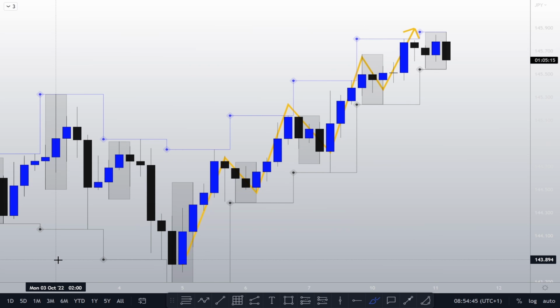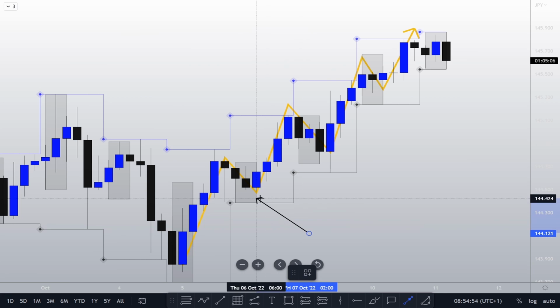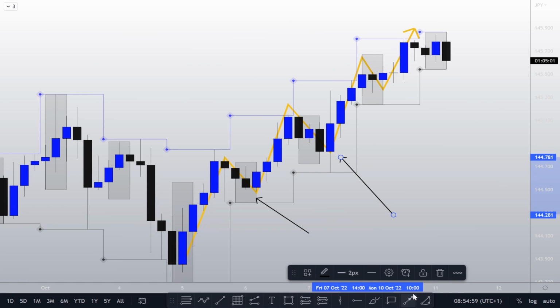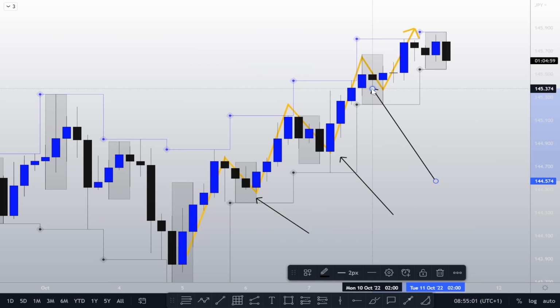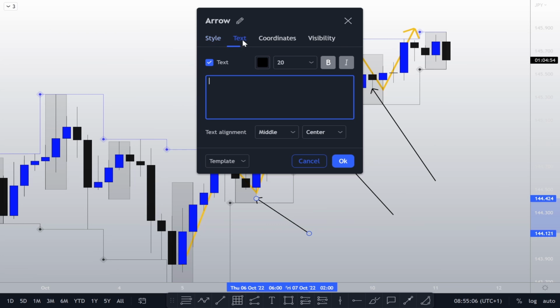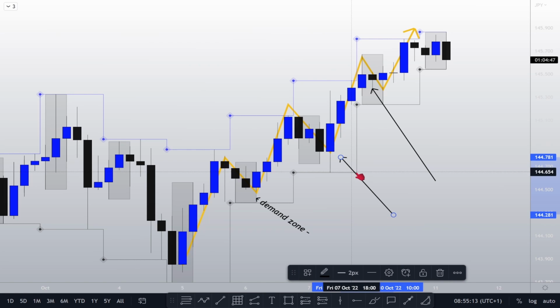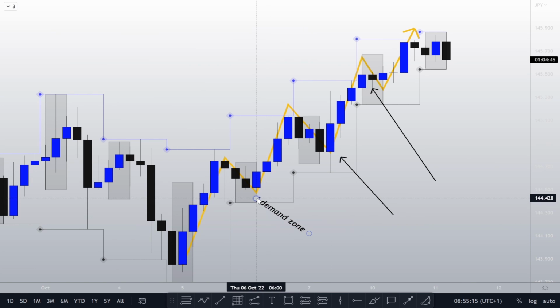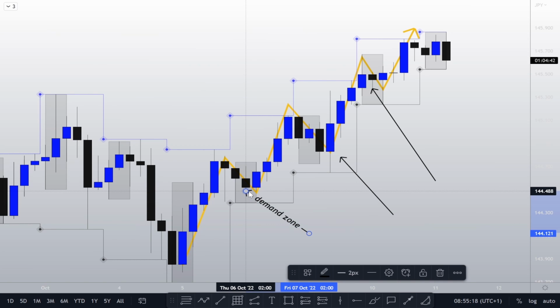So within the pullbacks, that's where the demand zones are. The demand zones are within the pullbacks. In this section over here, in this section over here, and in this section over here. All these areas have a demand zone within them. Just like so. But how do we draw these demand zone areas?